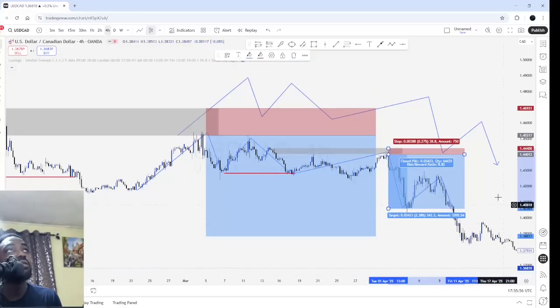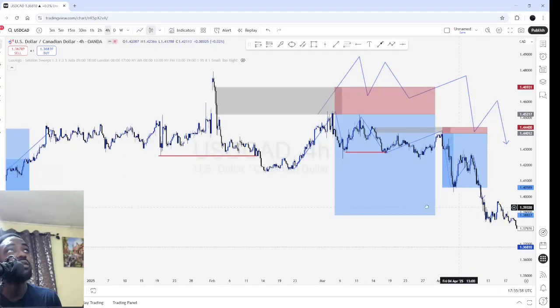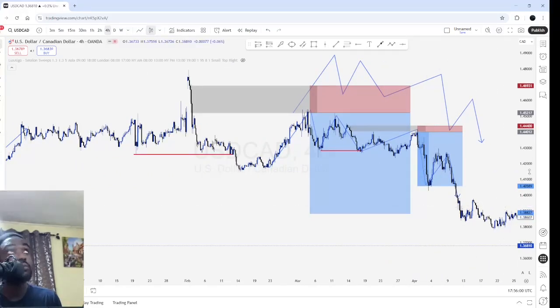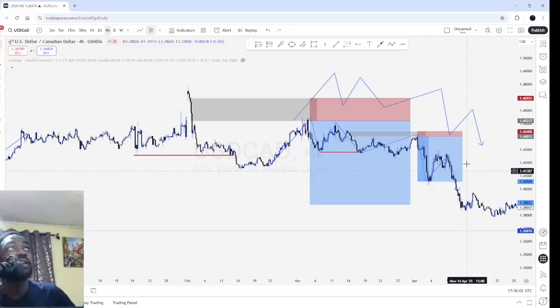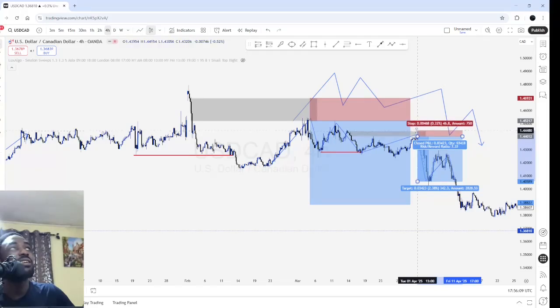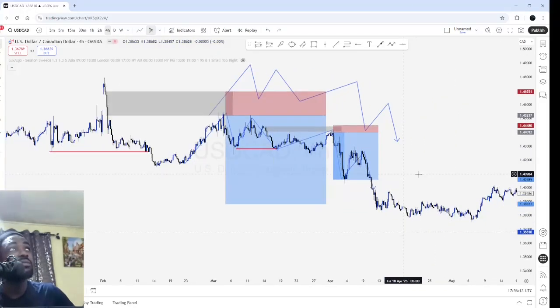Then we had another sell over here. There's a beautiful sell. 1:3, this is even 1:8. 1:7. So you get it.